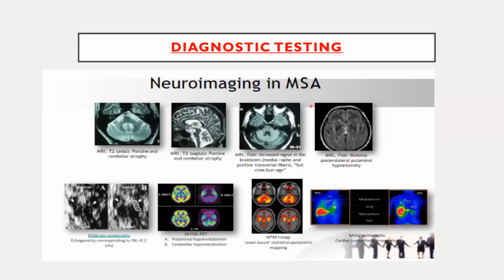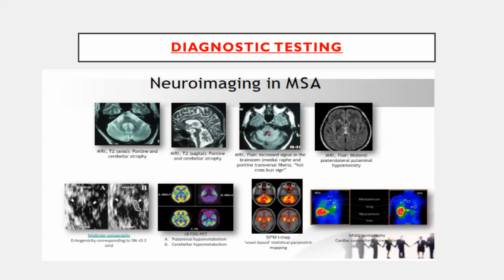And in multiple system atrophy, classically you can see pontine and cerebellar atrophy. In MSA, you can see pons and cerebellar atrophy. And one sign is there, it is hot cross bun sign. In multiple system atrophy, selective involvement of pontine transverse fibers looks like a hot cross bun.